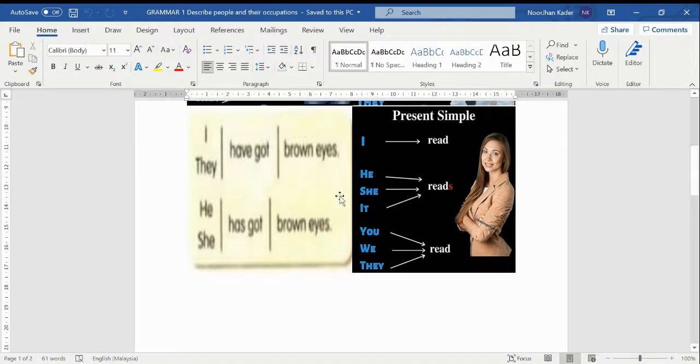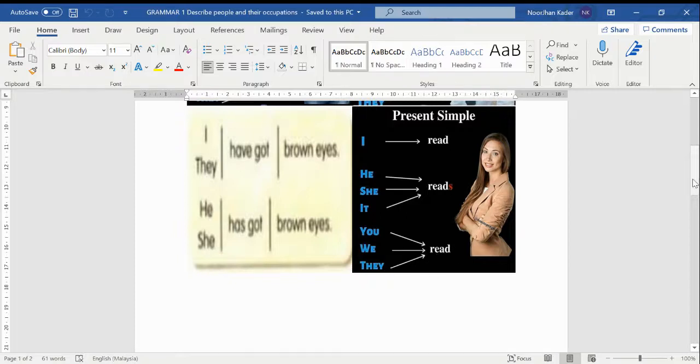Okay, so it will be I read. He, she, it will be reads. You can see the s here. So for read, you have to add s for he, she, and it. He, she, it reads. And you, we, and they read. Again: I read, he reads, she reads, it reads, you read, we read, they read.